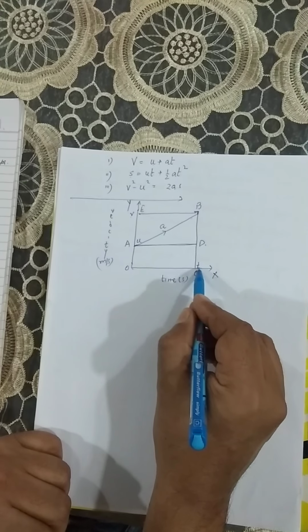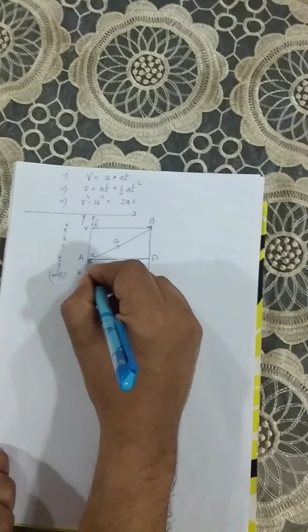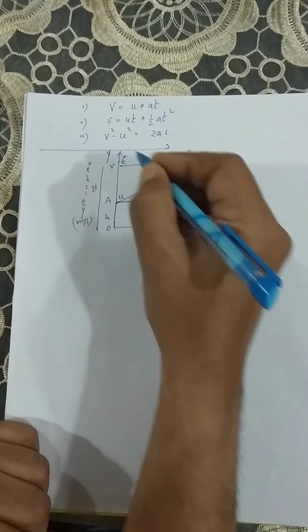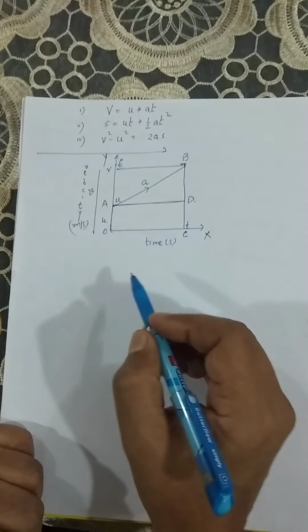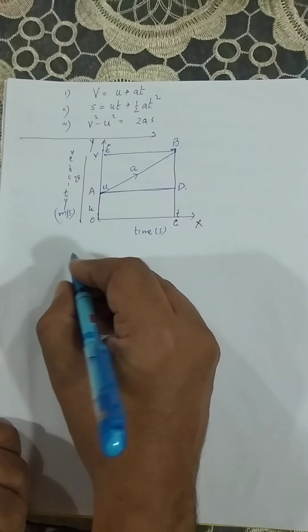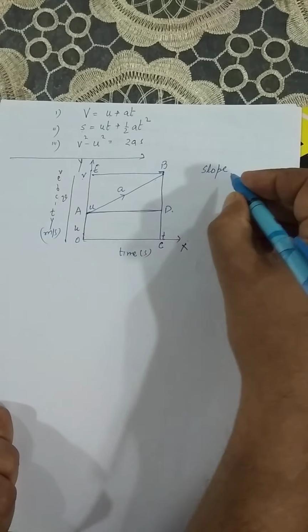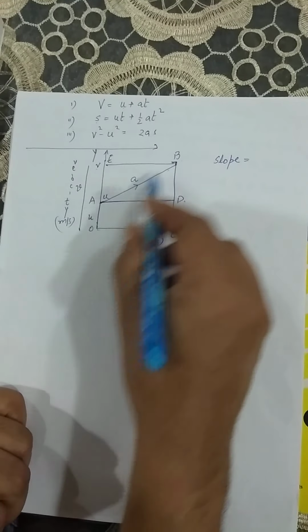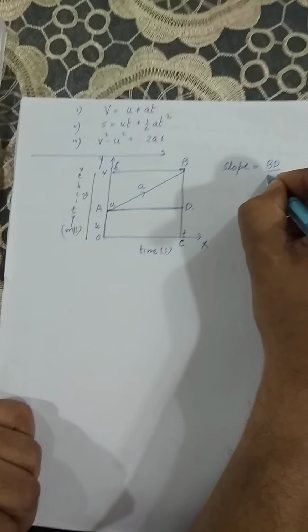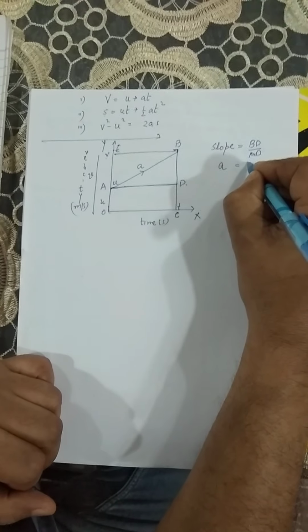So OC represents the time, and OA represents u, the initial velocity at point A, and OE represents v, the final velocity of the body at point B. And you know that the acceleration can be obtained from the slope of the VT graph, and in this case the slope of the VT graph is BD upon AD. Slope gives us acceleration, so a is equal to BD upon AD.